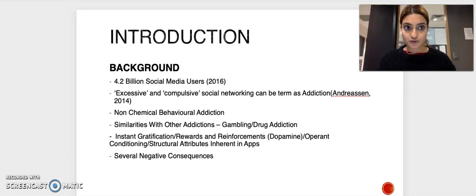Have you ever felt so out of control when it comes to Facebook usage, where you've just been on there for 2-3 hours and before you know it, you've spent half a day on social media? Well, this form of excessive and compulsive social networking can be termed as an addiction.